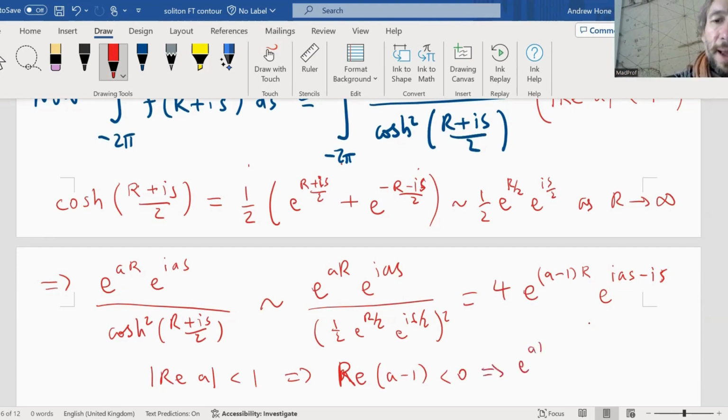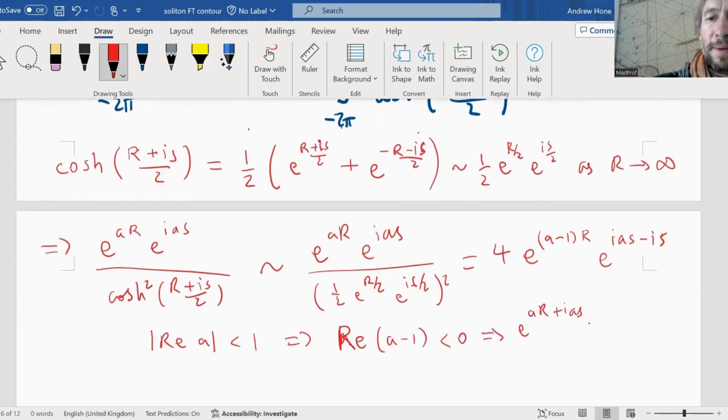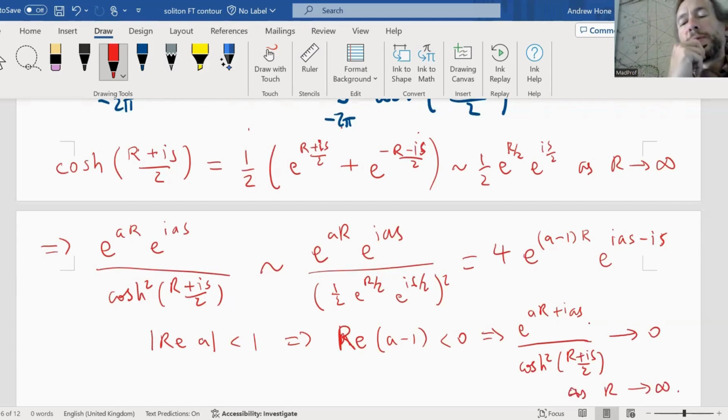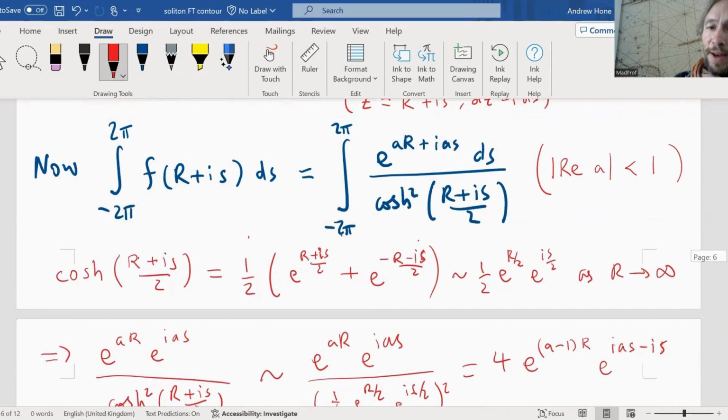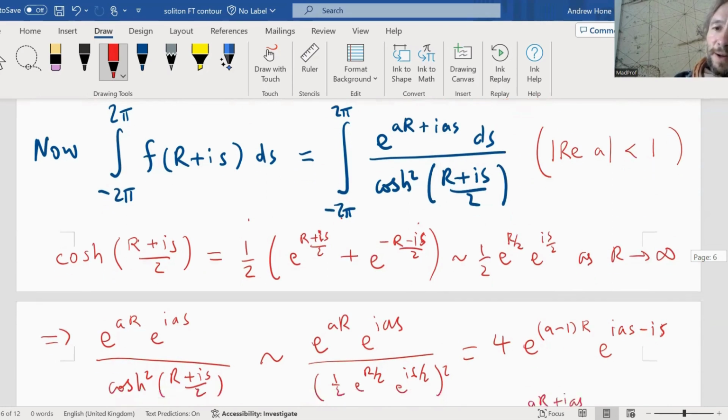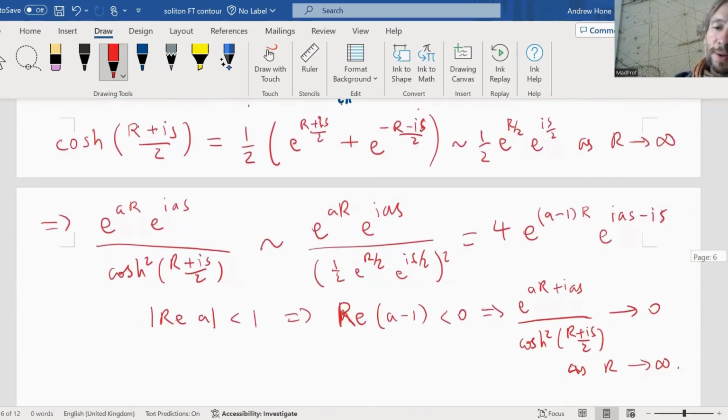So e to the AR plus IAS over cosh squared of (R plus IS)/2 tends to 0 as R tends to infinity. So that basically tells you you've got an integral that depends on R, and the integrand tends to 0 as you take R to infinity. So that tells you that the whole integral is going to tend to 0.